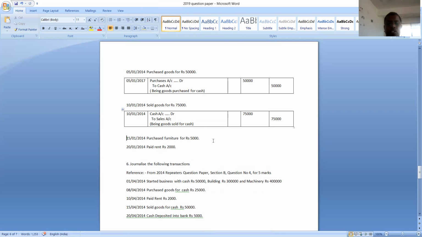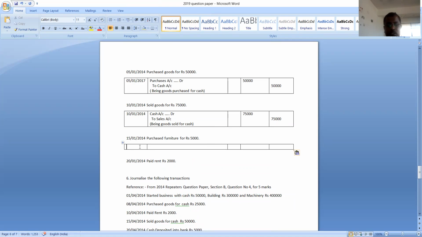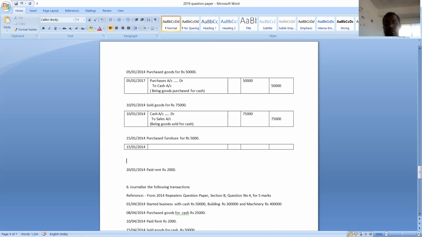The next transaction is dated 15th January 2014, right? So we'll write the date first. What is the transaction? Purchased furniture for rupees 5,000. Which are the two accounts? You are not supposed to write purchases account. Why? The term purchases account is only applicable to goods. Here you have not purchased goods, you have purchased an asset. Understood?